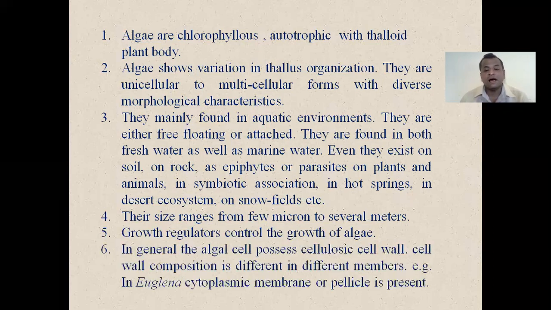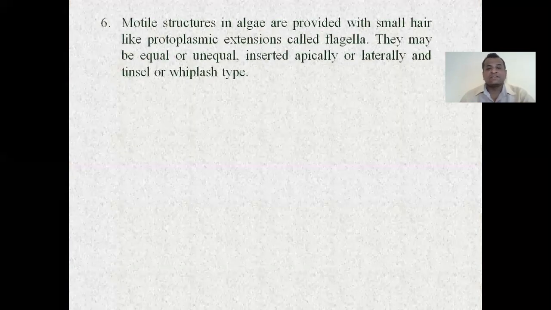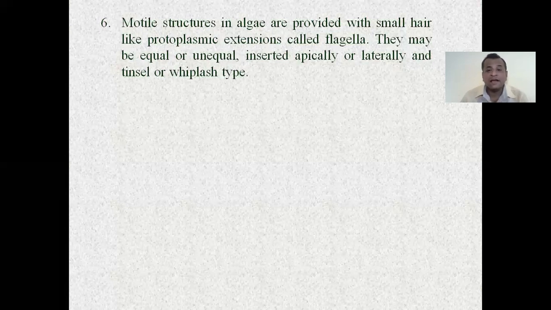In general, the algal cell possesses a cellulosic cell wall, but different algae show different composition. For example, in Euglena, a cytoplasmic membrane or pellicle is present. The motile structures in algae are provided with small hair-like protoplasmic extensions called flagella. They may be equal or unequal. They are inserted apically or laterally. They may be tinsel or whiplash type.